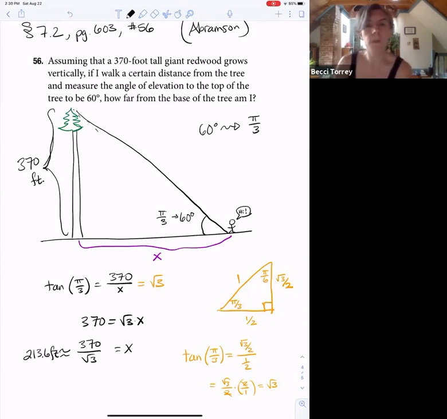Okay, and since it's a word problem, you should always go back, see if you answered the question, and then write a full sentence with units answering the question. And so the question was, how far from the base of the tree am I? And we would write, I am 213.6 feet away from the tree.